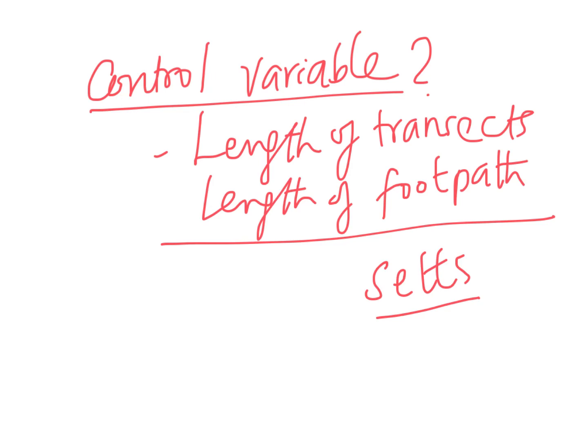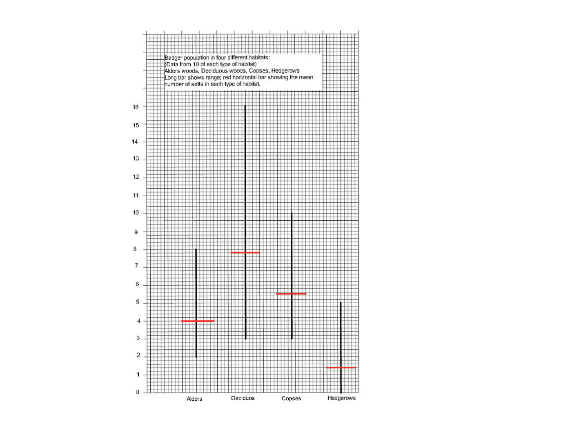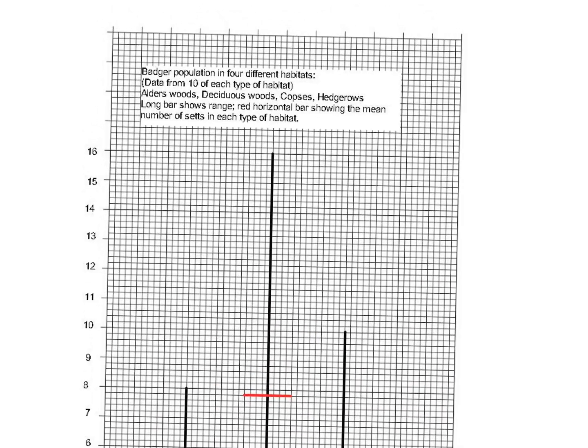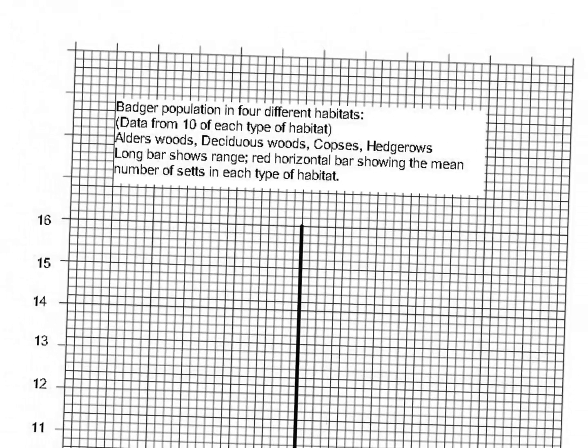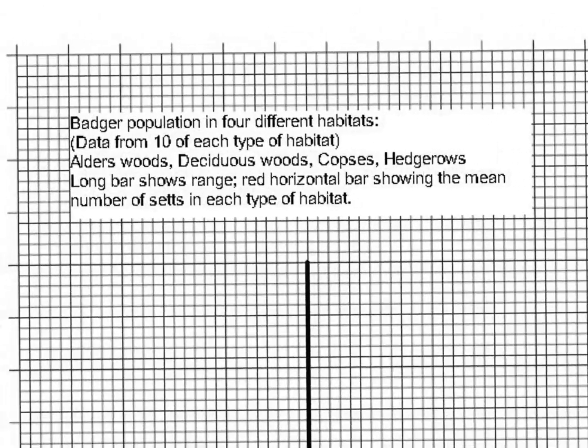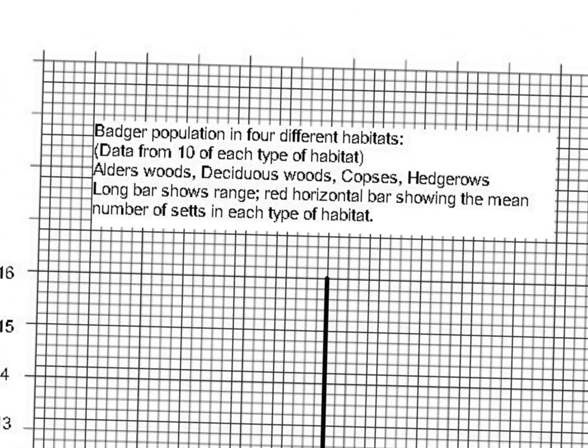So that brings up a question in evaluation. We'll come back to the method they used later on in our evaluation. Let's look at the data. Here is what they collected. They collected the data and they made a graph using what they collected. As you can see, the description here is badger population in four different habitats, and data from 10 of each type of habitat.